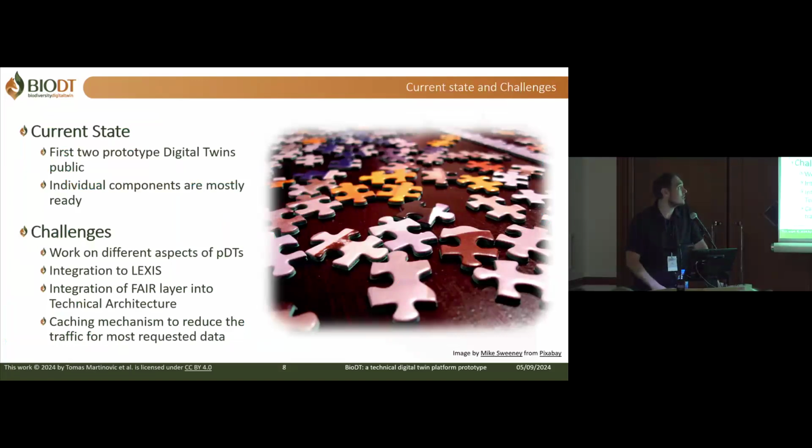Anyway, the current state right now is we have those first two prototypes, digital twins, ready. Most of the individual components are ready, and the challenge right now is putting everything together. It might sound very easy, but as you see, for example, with those puzzles on the right, when you start putting them together and you just force it because the pieces are not the same and they don't fit, it will not work. So we need to find the right pieces. And right now we are working on that integration to Lexis. Actually, we have solved about 90% of this, so I'm glad for that.